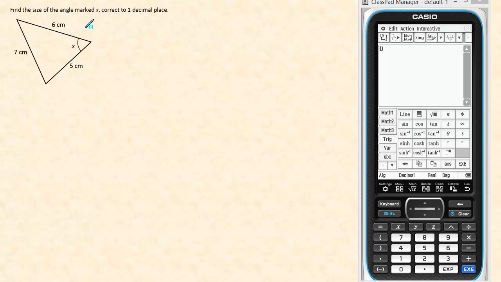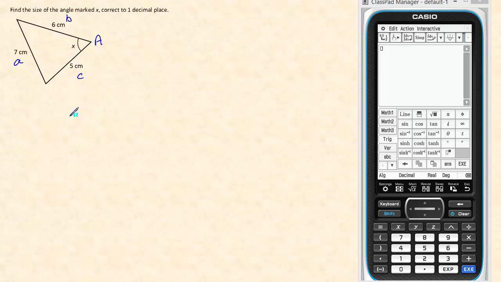Find the size of the angle marked x correct to one decimal place. So if we call the angle we're trying to find A, the side opposite that is a, and then these could be b and c in any order really. Once again, we can see we wouldn't know a complete row of my table. We don't know B and b, we only know small b. We don't know C and c, we only know small c. And here we're trying to find the angle A. So once again, that's the cosine rule.